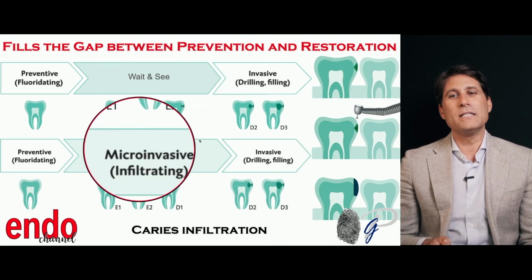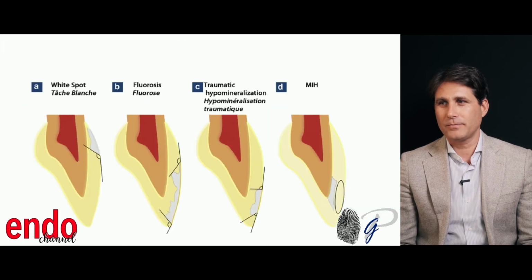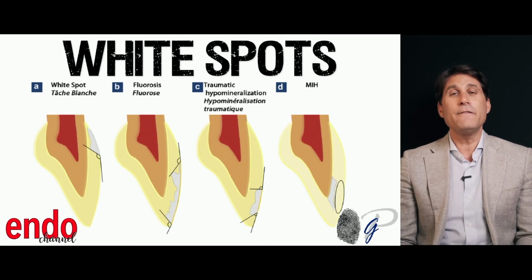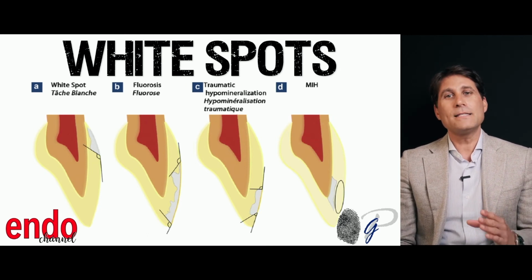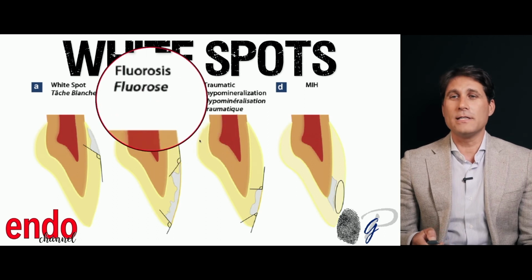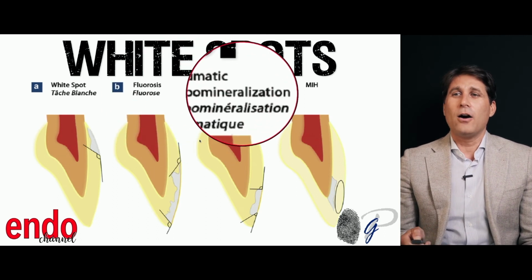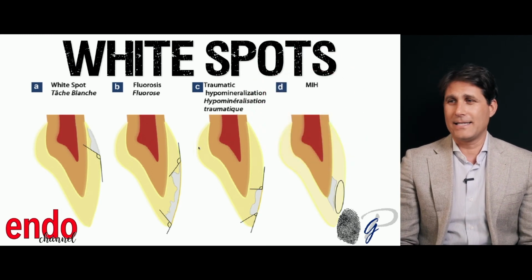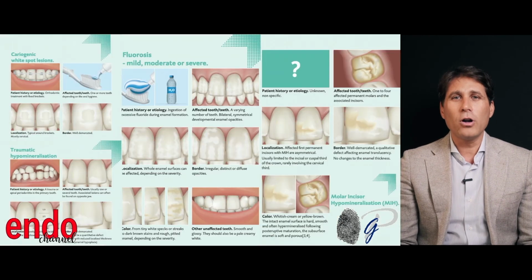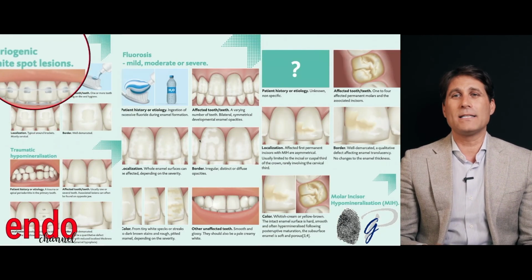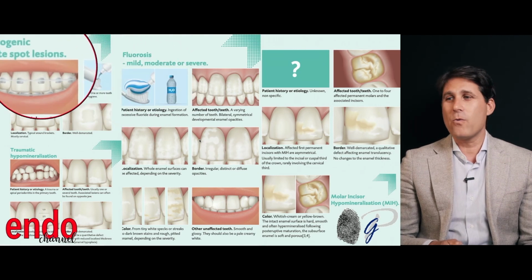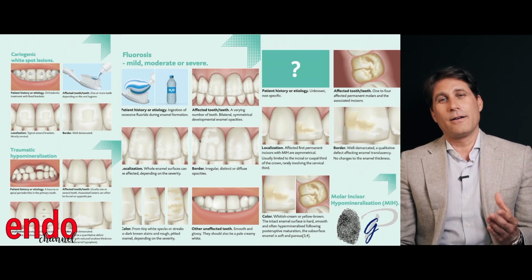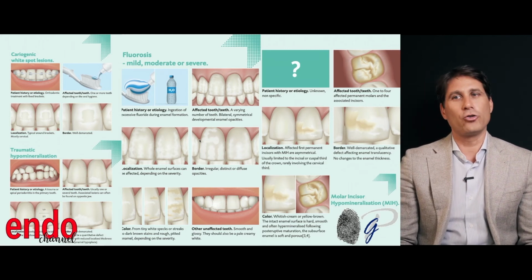Now we can perform these micro-invasive infiltrating treatments of lesions. And also we can treat aesthetically the difficult white spots. These lesions, like white spots or fluorosis or traumatic hypomineralization or molar incisor hypomineralization, are always a challenge for us aesthetically. Now, with this protocol, we can treat this type of white spot lesion, especially the cariogenic white spot lesion, mainly residual after removal of brackets in orthodontic treatment.